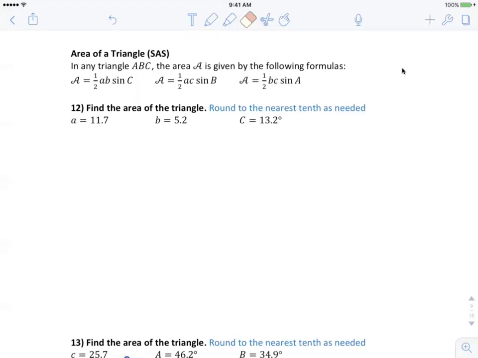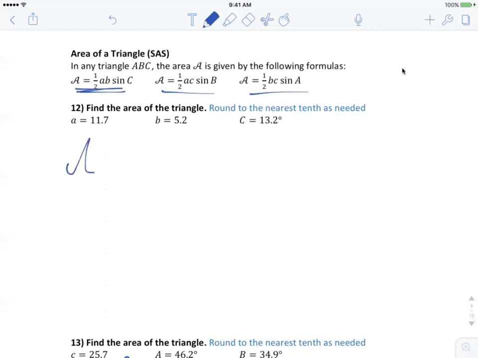One more page. We have something a little different. It's finding the area of a triangle. There are some formulas you can use when you have the side-angle-side case. There are just three versions of the formulas, depending on what sides are given, but all of them use two sides and the angle between the two sides. Here's an example. We have a, b, and angle C, so that matches that first formula.